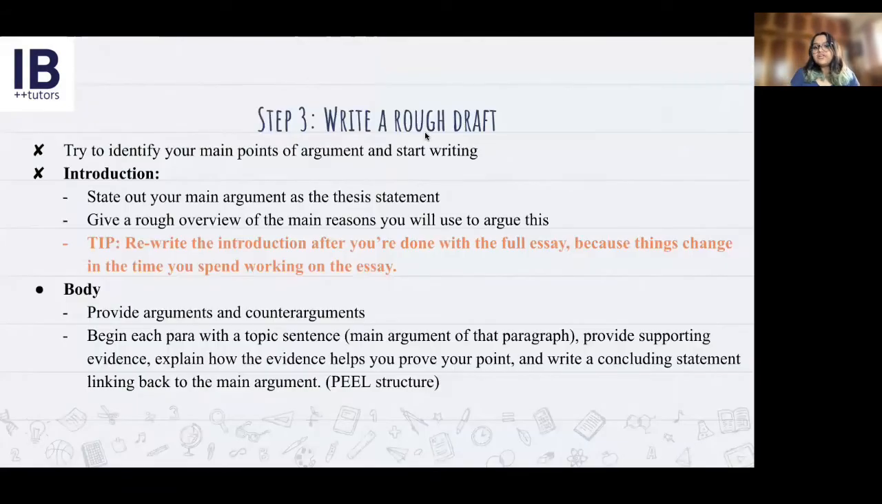Now, step 3 is to write a rough draft. So try identifying what you want to be your main argument and start writing the essay. In your introduction, you want to give out the main argument as a thesis statement or as a research question as required by the assignment. And you need to say why it is relevant to discuss this topic, how you have done that in your paper, and what you plan to prove or what you plan to see.